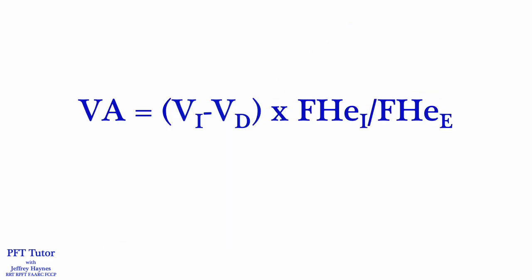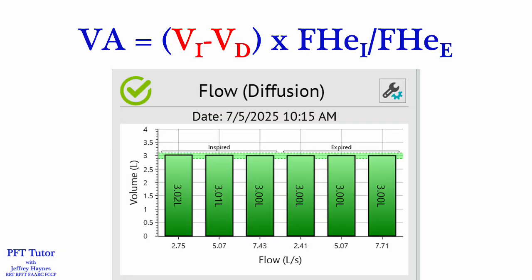So to figure out why the alveolar volume is reading high, it seems logical to think about how the alveolar volume is calculated. The alveolar volume is the inspired volume minus the dead space, multiplied by the concentration of the tracer gas the patient inhales, in this case helium, divided by the concentration of the tracer gas in the alveolar sample. So let's think about the inspired volume and the dead space.